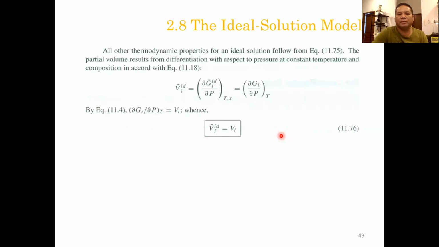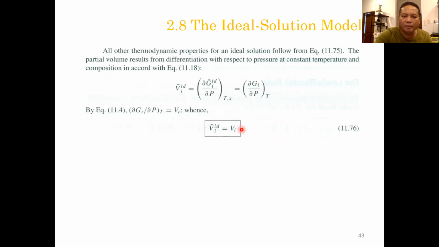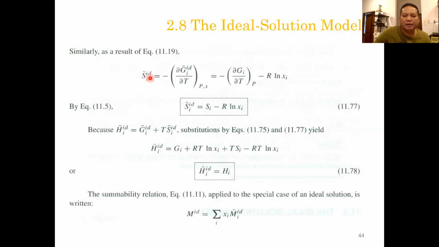Other thermodynamic properties for an ideal solution follow equation 11.75. Okay, right? So we can see here it's the same, except we just change IG into ID. Okay, how you derive it also. Similarly, see here, this is for the volumes. This is for the entropy. Okay, right, guys, and also this is for the enthalpy.